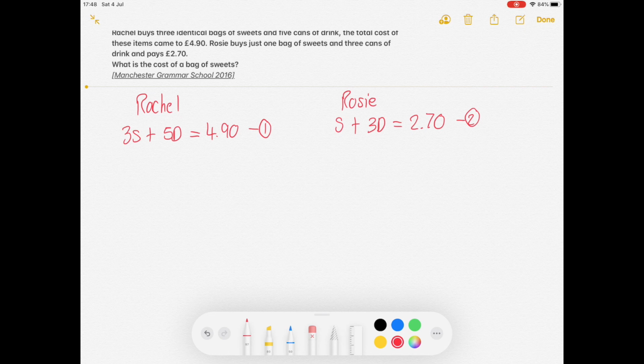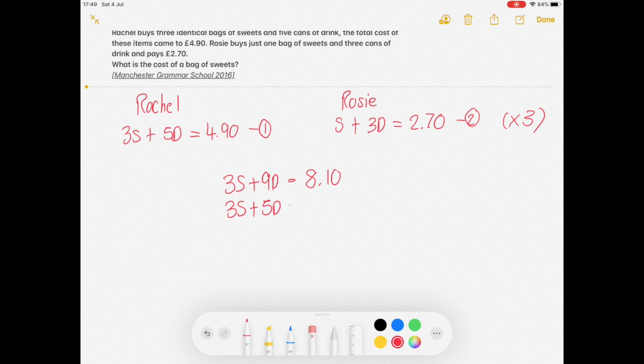Well, S is actually easier because we only have to multiply equation 2 by 3. But you could technically make the D's the same as well. So you could multiply equation 1 by 3 and equation 2 by 5, and that would give you 15D. But let's do it the slightly simpler way this time. If you have time after this video, I'd encourage you to try it by getting the D's the same, just for practice. So we're multiplying equation 2 by 3, so that gives us 3S plus 9D equals £8.10.